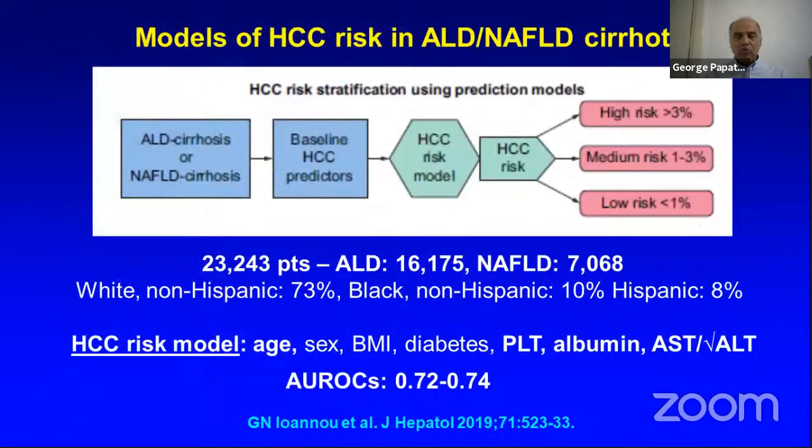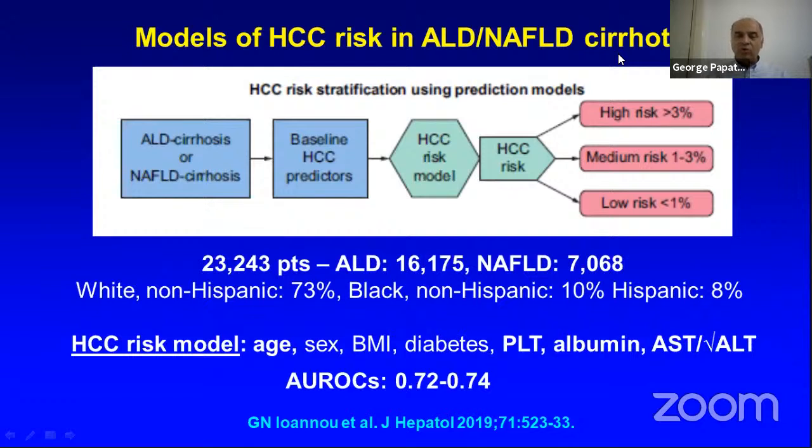We had also a score specifically for alcohol and NAFLD, a large cohort from more than 23,000 patients, again, only cirrhotic patients, and this HCC risk model included age, sex, BMI, diabetes, platelet, albumin, and the transaminases, and offered an area under the ROC curve around 0.72-0.74, again, in patients with cirrhosis.